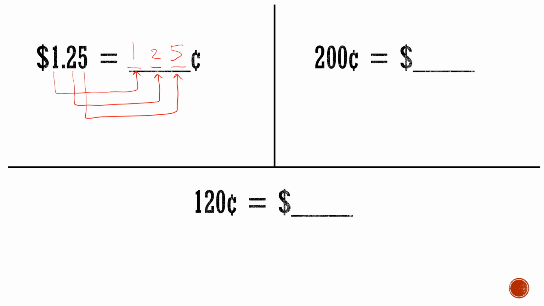In this case, because you see over here that the tens place and the ones place are both 0, you can actually write it as $2 only. You don't have to write the decimal point, which means you don't have to do this.